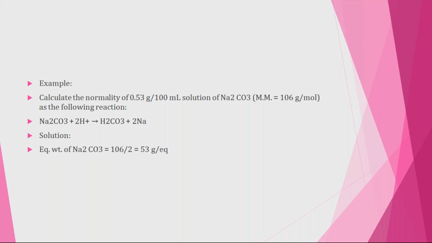What do you mean by H2CO3? Carbonic acid. So sodium carbonate reacts with hydrogen to give you carbonic acid and 2 sodium ions. So what we need to find out is the normality of the solution.